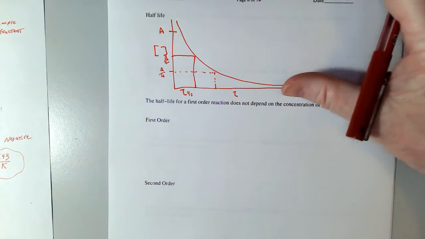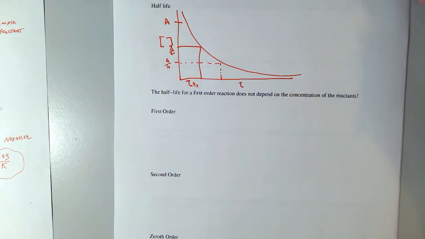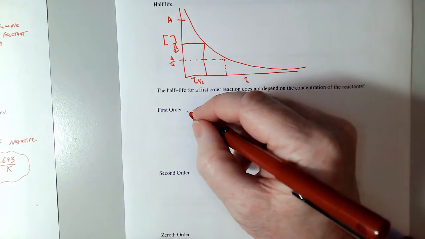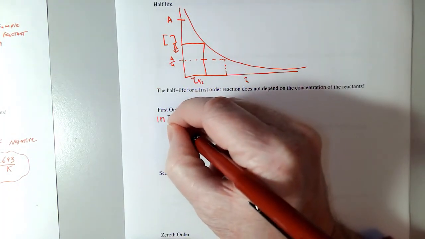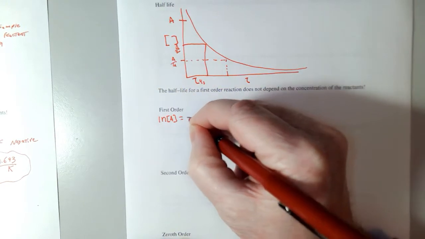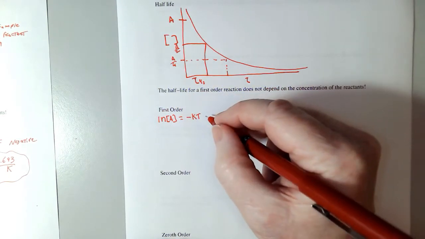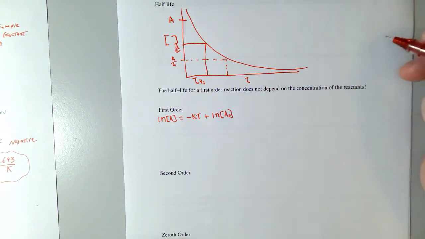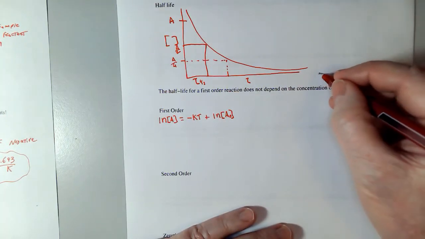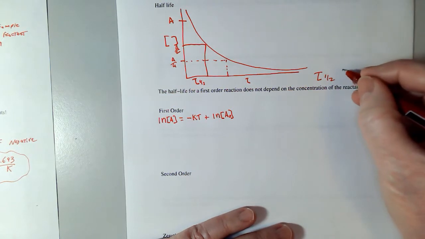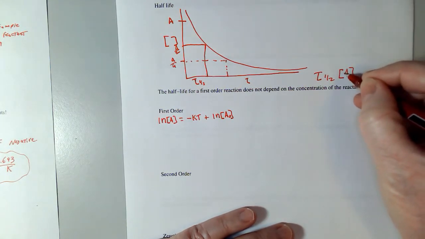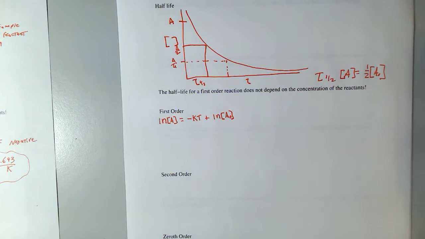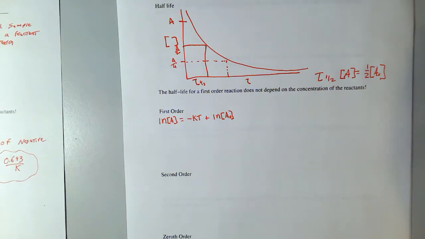All right, now we're going to look at first, second, and 0th order reactions to see how this works. So what I know about a first order reaction is that the natural log of A equals minus KT plus the natural log of the original concentration of A. Now at the half-life, at T1/2, the concentration of A is equal to 1/2 of A naught. So let's do some plugging and chugging here.